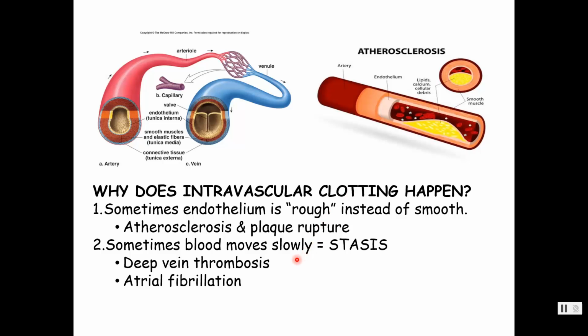And so we just looked at deep vein thrombosis. We're going to go into talking about the heart. So atrial fibrillation, also when the top chambers of the heart fibrillate, whenever blood's not moving, it's a bad thing, and you increase your risk of intravascular clotting or inappropriate blood clotting.